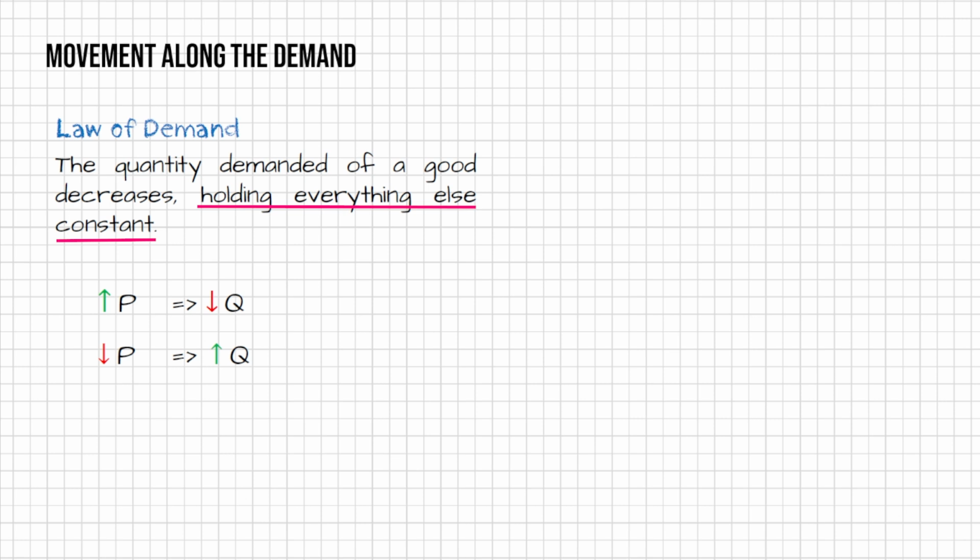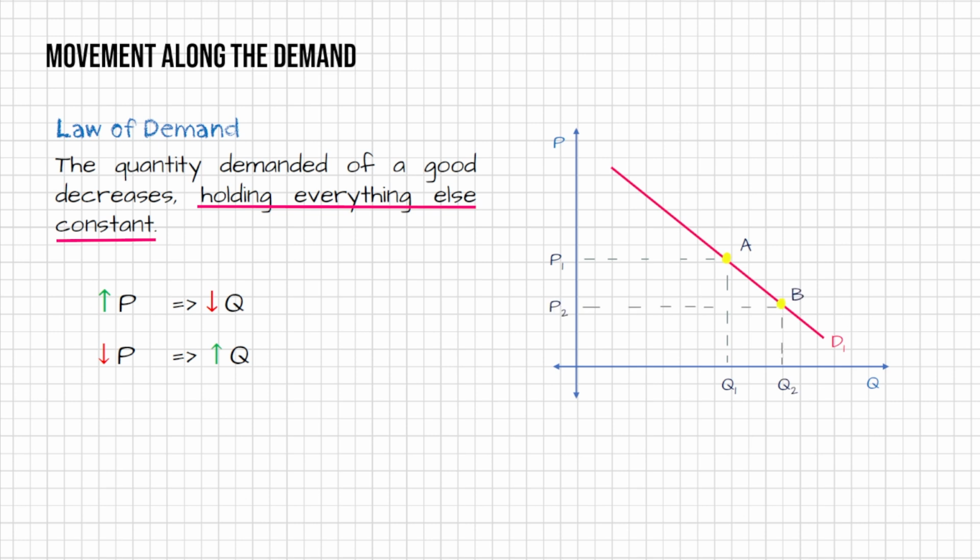Since the demand curve is the graphical representation of the law of demand, along the demand curve all other factors affecting demand remain unchanged, and the only variable that changes is the price of the good or service. For example, let's start at point A. At price P1, the quantity demanded is Q1. If the price decreases to P2, the quantity demanded rises to Q2. This means we move along the demand curve from point A to point B.